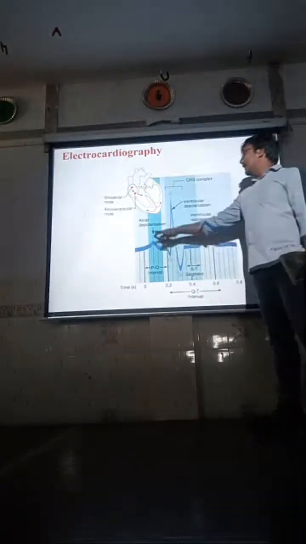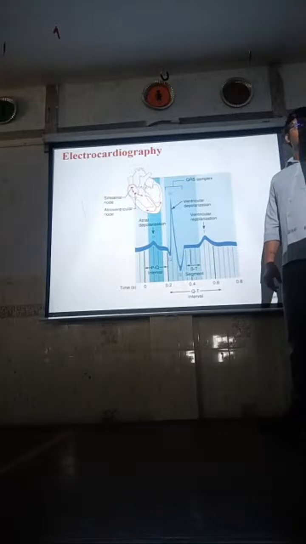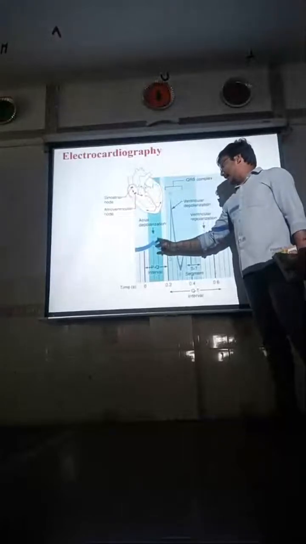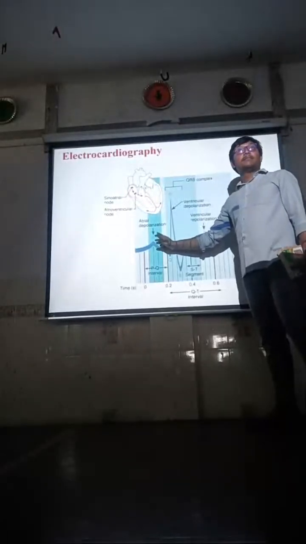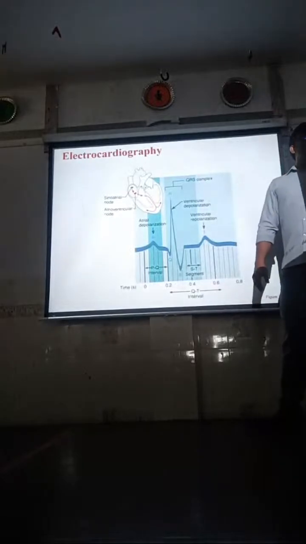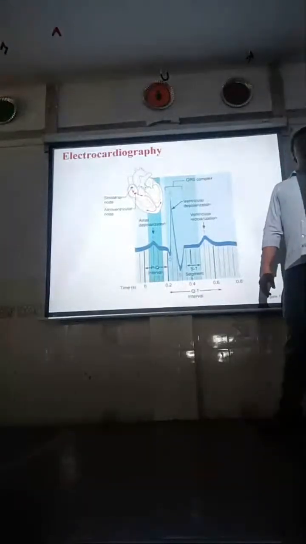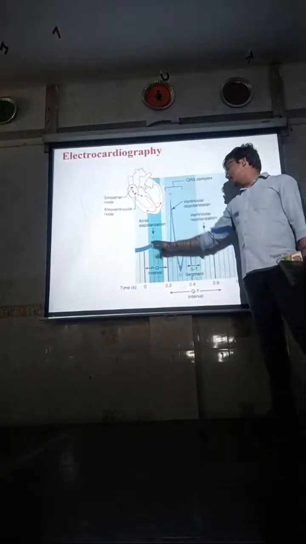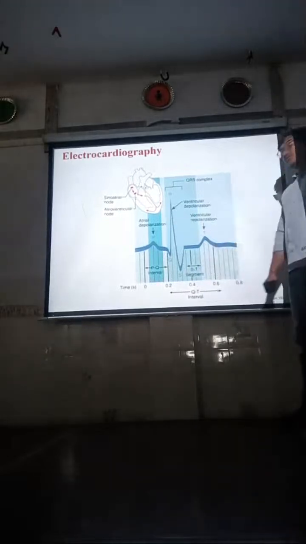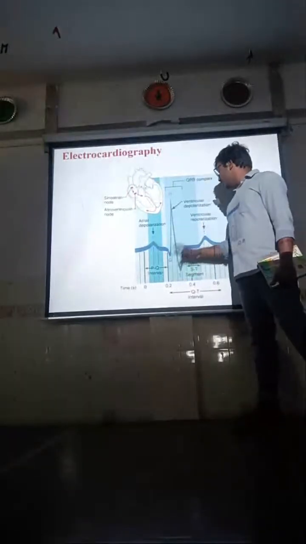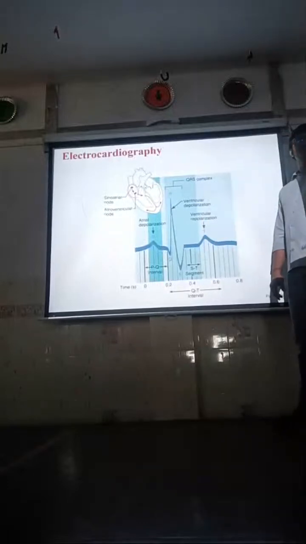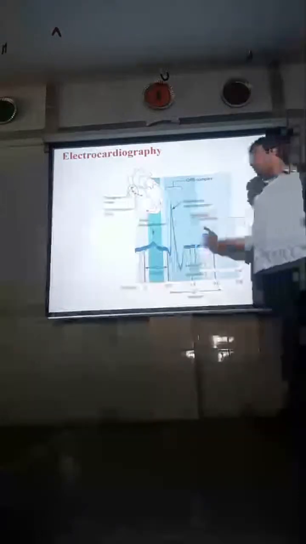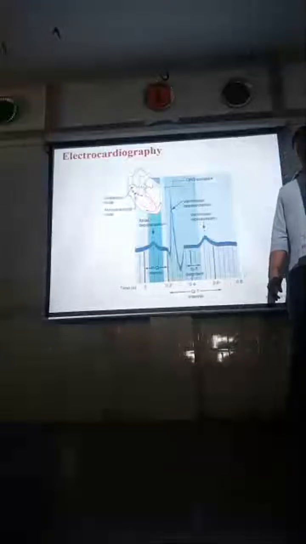So you can see the atrial depolarization. Atrial depolarization is explained by which wave? P wave. So how many waves are present in an ECG? P, Q, R, S, T. Okay? Five. 1, 2, 3, 4, 5.